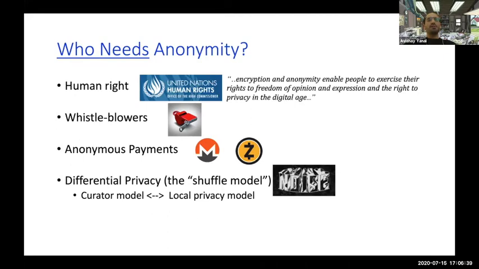Last but not least are recent results in differential privacy that analyze the shuffle model, in which users provide inputs anonymously. This model resides between the curator model, which is the classical model, and the local privacy model. The shuffle model lies in between, and it benefits from better trade-offs between privacy and accuracy.